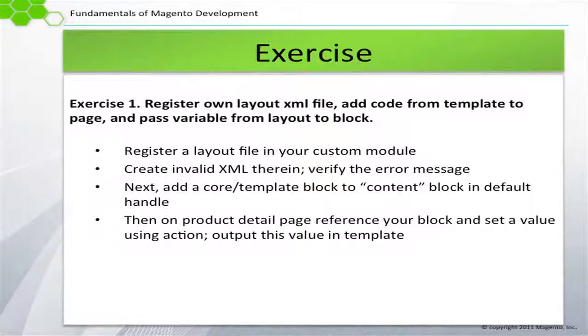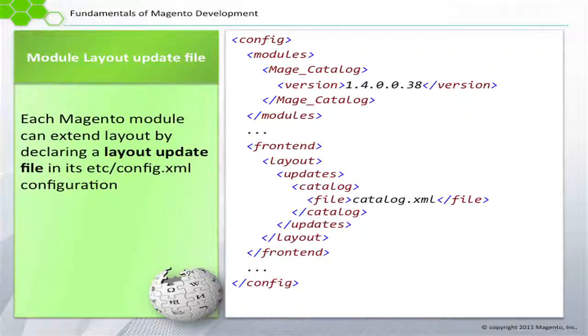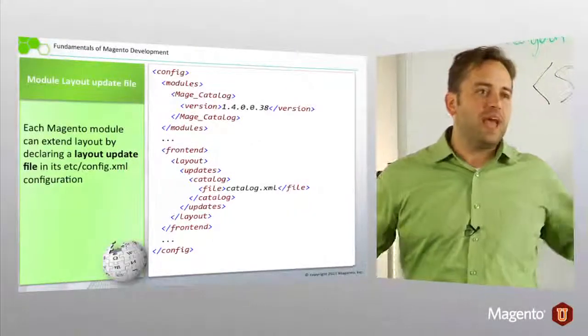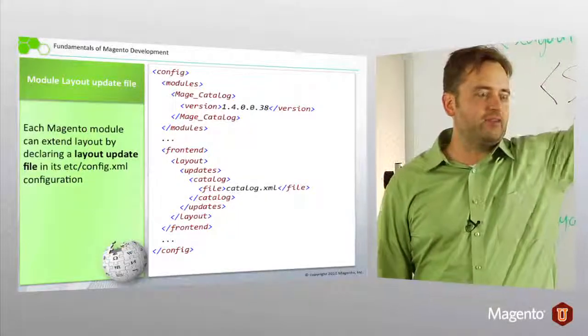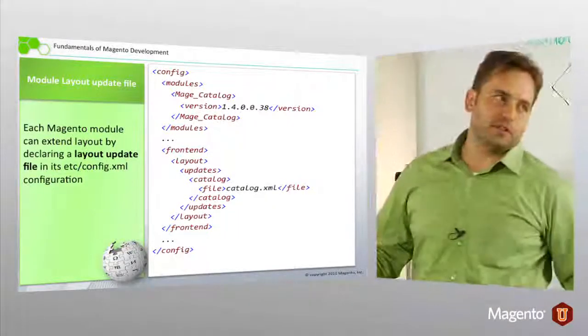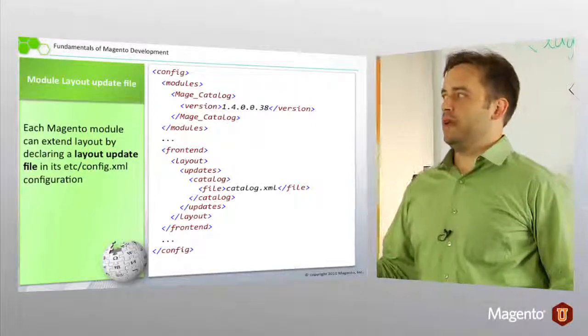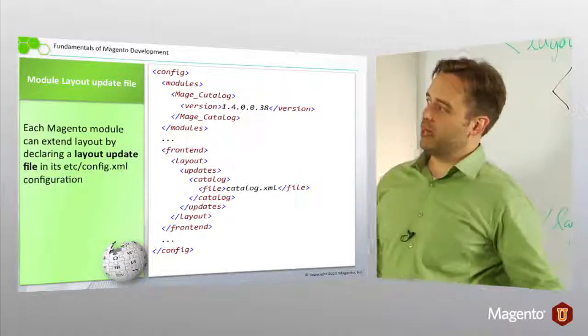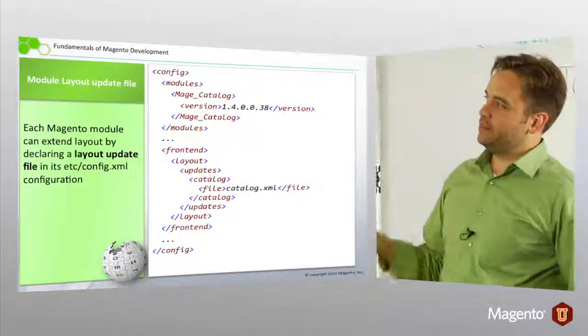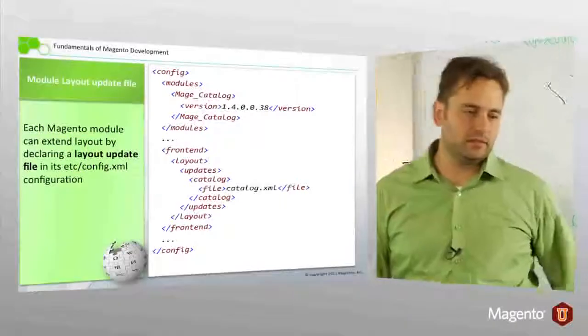Did I miss it? You just touch it. Here. Do this in your config file. That's what that means, register. We have to tell the system, hey, I have a layout file. And this is how we do it. So in your config file, in your front end node, make a layout node. Inside layout, make updates. And then configure a layout file.